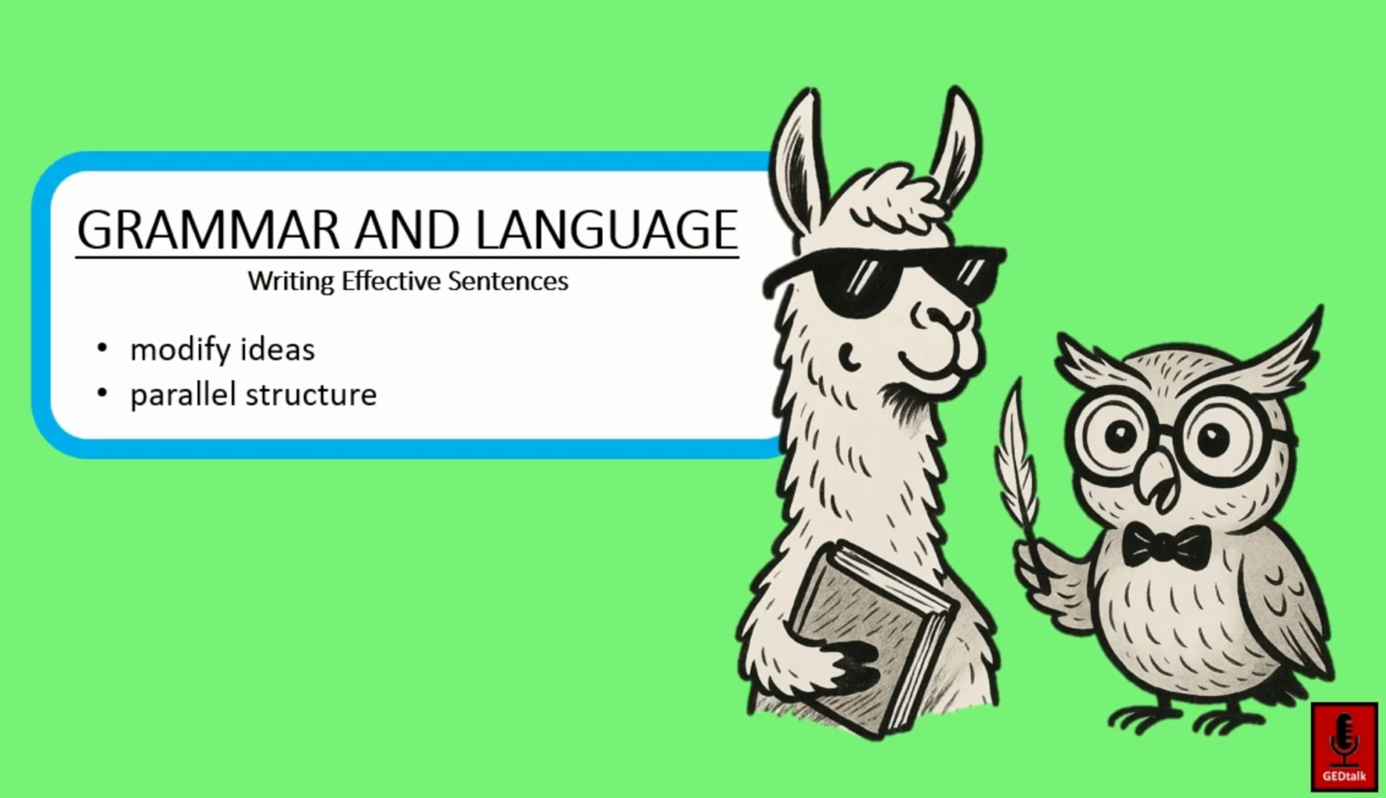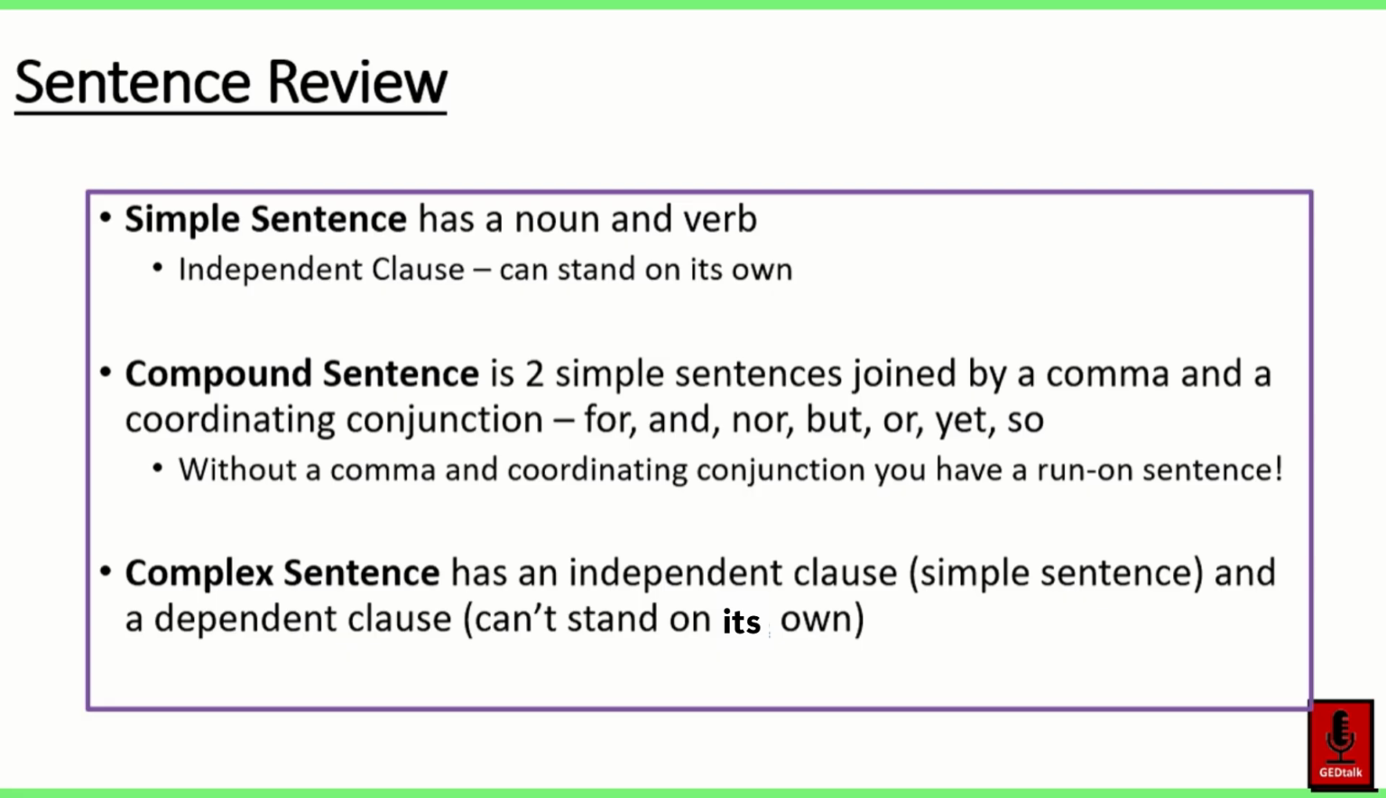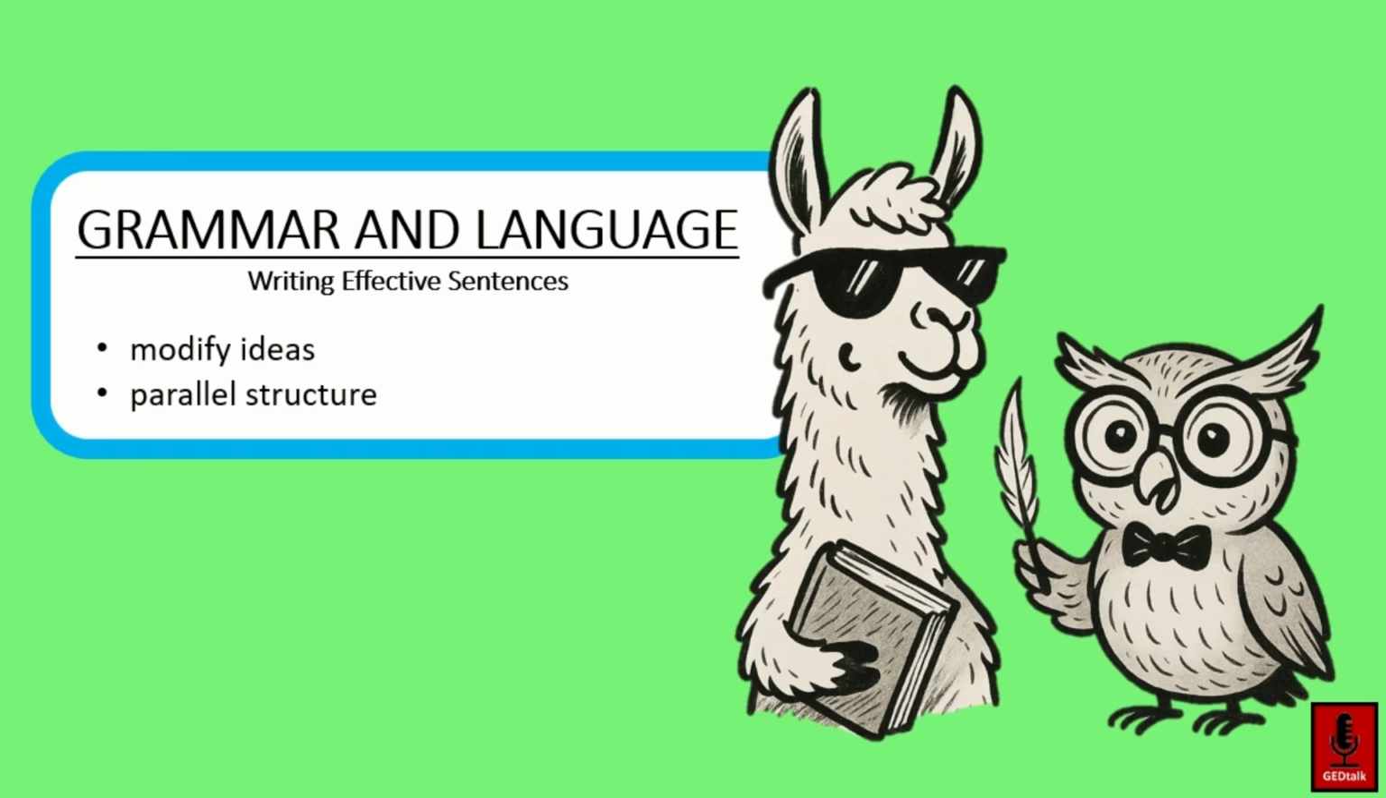We've talked about the different types of sentences, simple, compound, complex. And in this video, we're going to talk about modifying ideas and parallel structure. And so when we look at modifying ideas, it's a way to make your writing more creative, a way to make writing in general more interesting to read. And parallel structure is going back to the good old English grammar rules of when you have a list of verbs, they need to be in the same format, and that's the same tense.